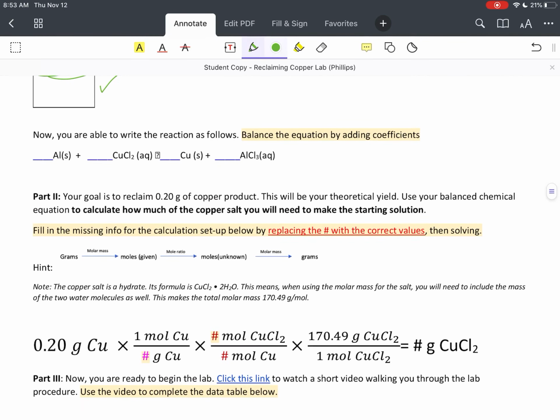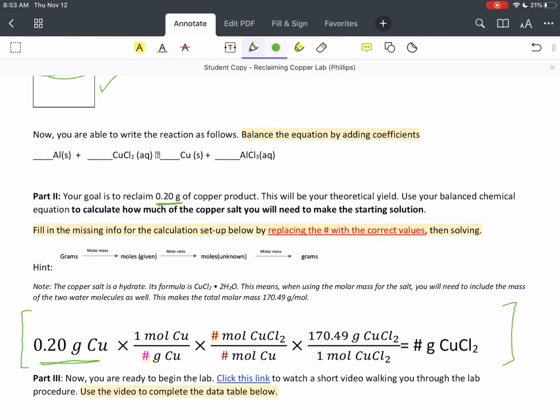Next, we have part 2. So in this part, we're actually going to perform our stoichiometry. And down here, I have it partially set up for you. So you're just filling in the number signs with the correct value. So your goal is to reclaim 0.2 grams of copper. So that's what we're given. So that's what we're going to start with in our equation.